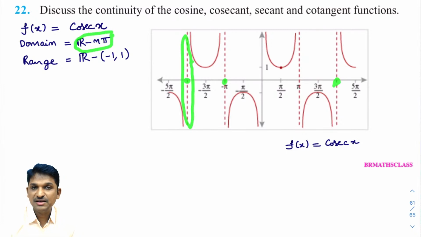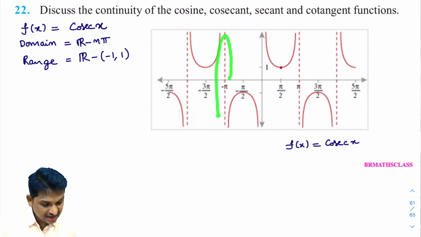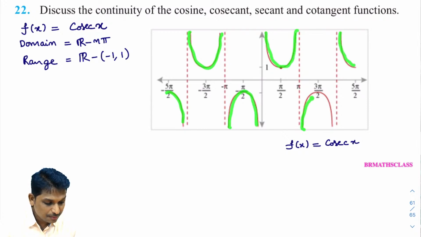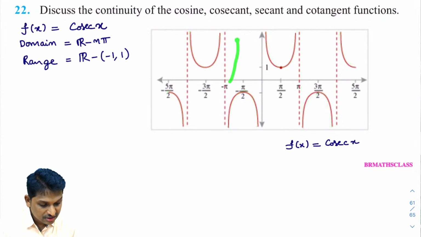All real numbers except n pi. N pi means n is an integer, like 2 pi, 3 pi, minus 4 pi, minus 3 pi, like that. You look here, even though there is a gap in its graph, minus pi is not in its domain. Here also, pi is not in its domain. So what I am trying to say is that all trigonometric functions are continuous in their domain. You may feel that there is a gap in its graph, but this point is not in its domain. So you need not worry.